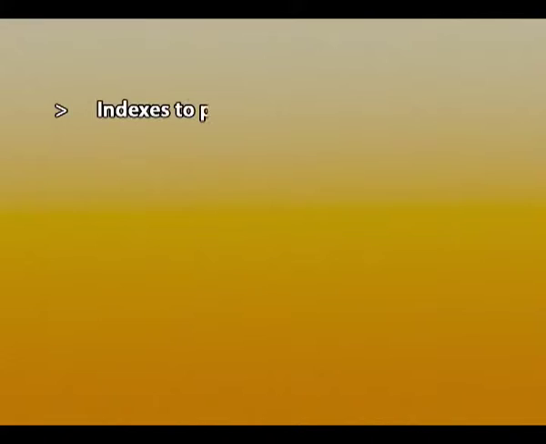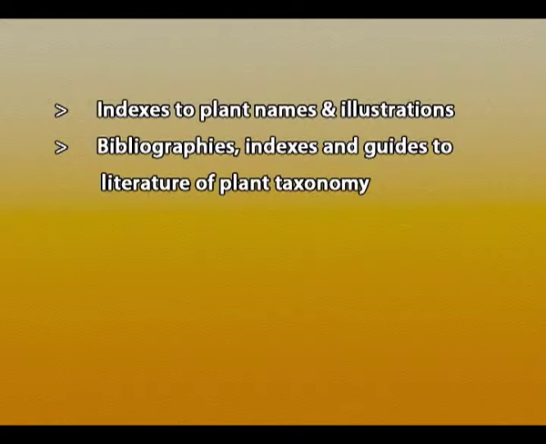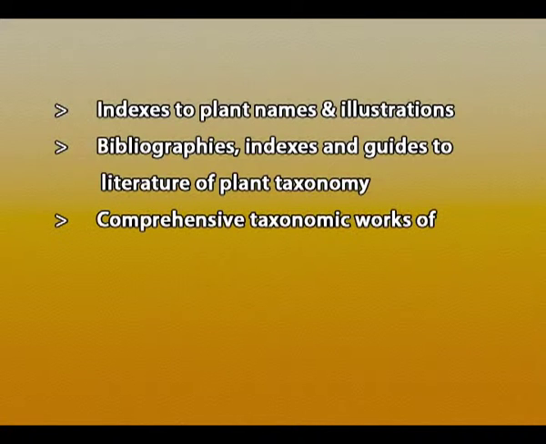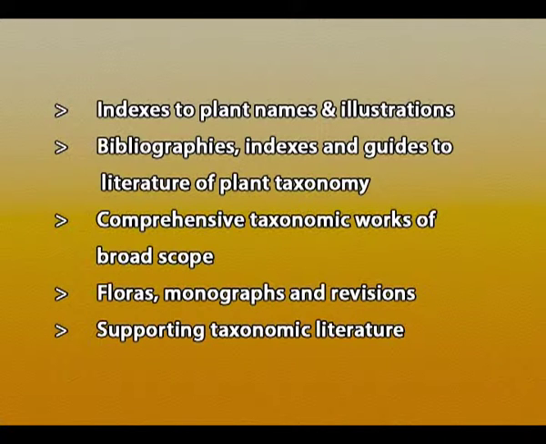Now the second part, that is the source of taxonomic literature, which will be much more detailed. The various forms of taxonomic literature can be discussed under the 5 main headings. Number first, indexes to the plant names and illustrations. Second, bibliographies, indexes, and guides to the literature of plant taxonomy. Third, comprehensive taxonomic works which are of broader scope. Fourth, floras, monographs, and revisions. And the fifth and last one, that is supporting taxonomic literature.